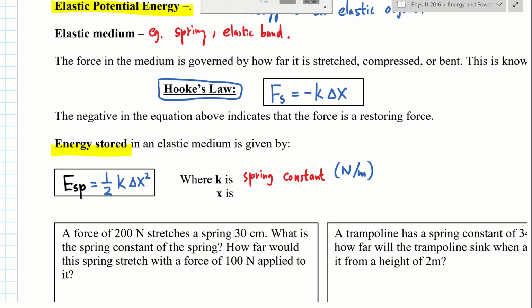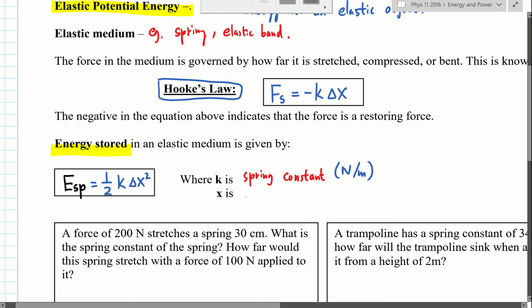So for example, if a spring has a spring constant of 1,000, that means if you stretch the spring a meter longer than its usual length, then it will give you 1,000 Newton of force, right? So, okay, what about X? X is the displacement from its equilibrium position.